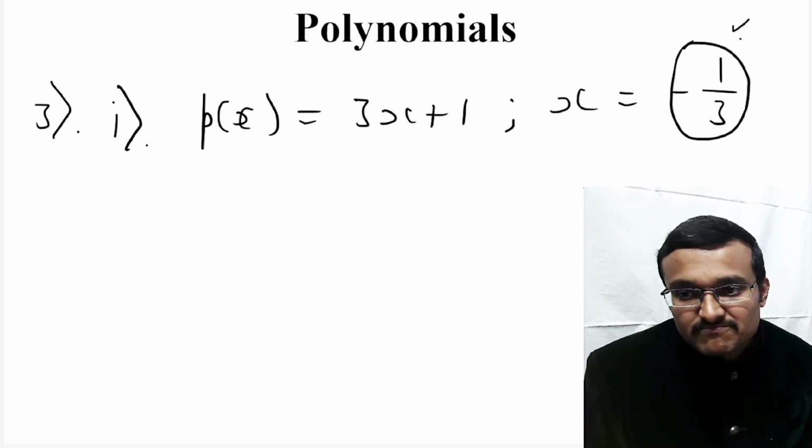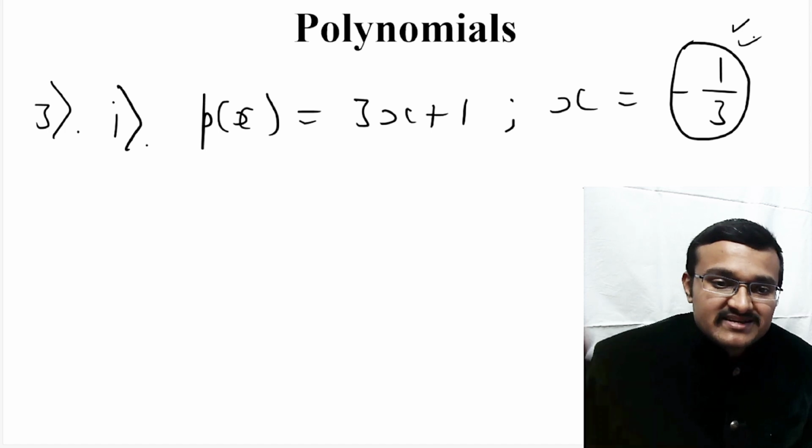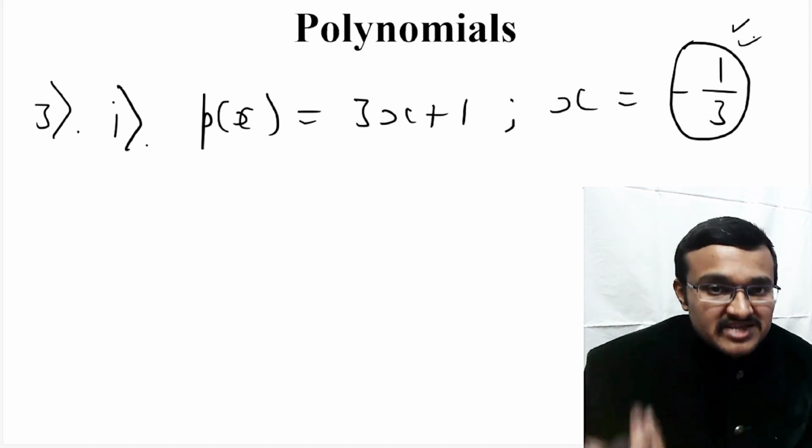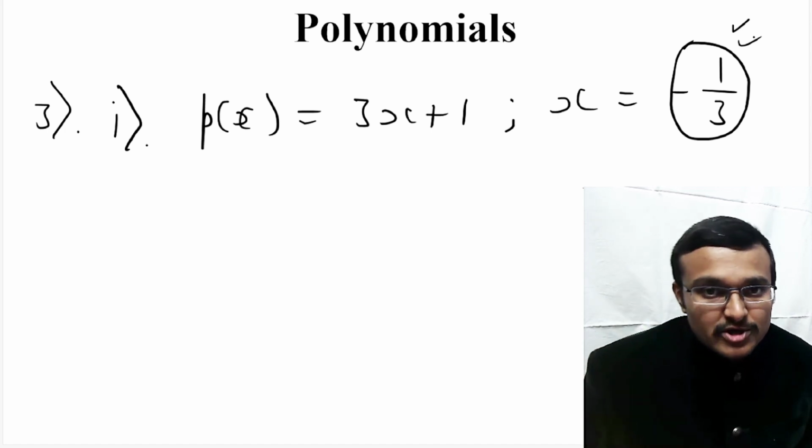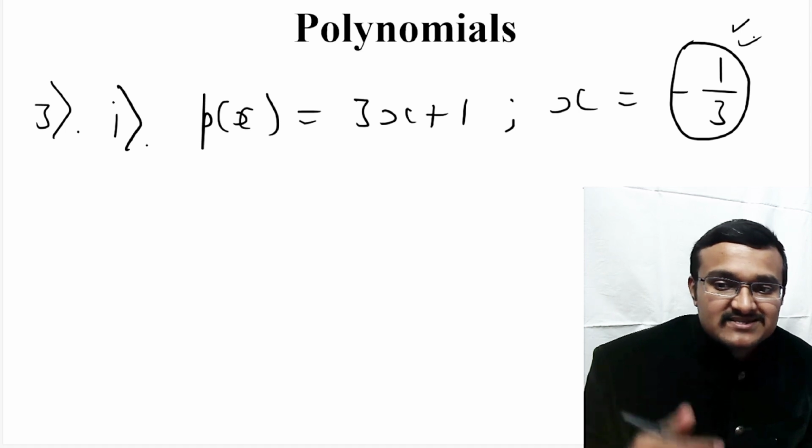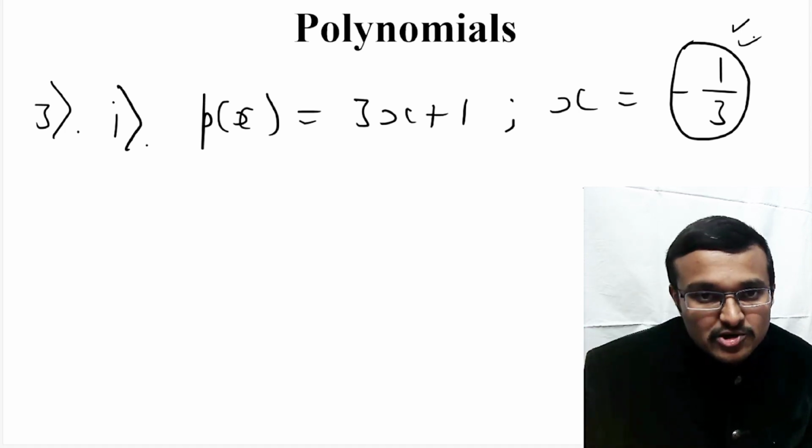So now simply substitute minus 1 by 3 in the place of x and check whether it is equal to 0 or not. If it is not equal to 0, then x is equal to minus 1 by 3 is not the zero of this polynomial.